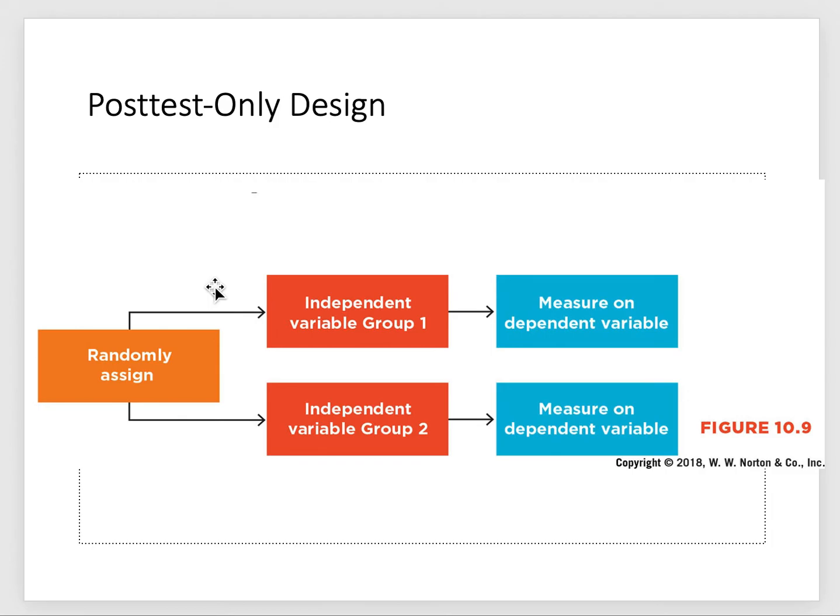So I'm going to randomly assign my participants. Okay, I'm going to randomly assign them to either take notes by hand or on a laptop, and then I'm going to measure them on the dependent variable, on their performance on the test. All right, and then that's it. I'm only going to take one measure of how they performed after I have divided them into these two different groups.